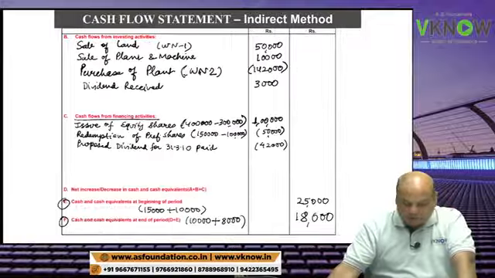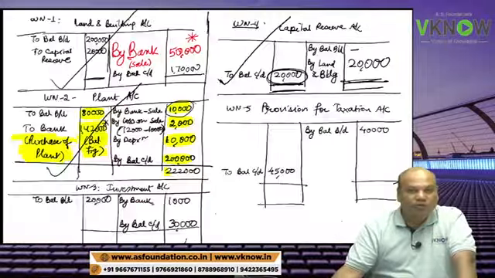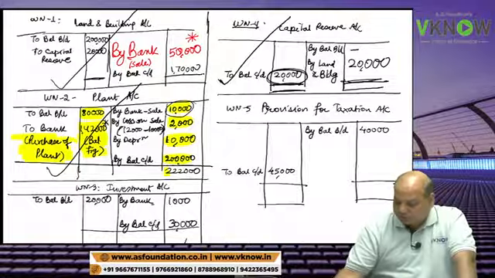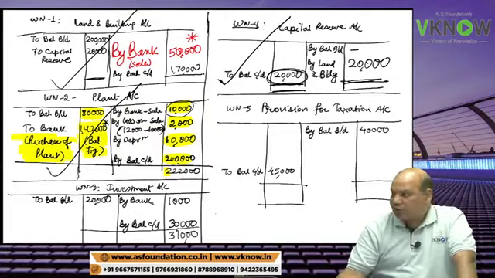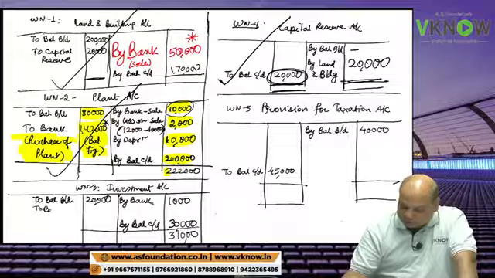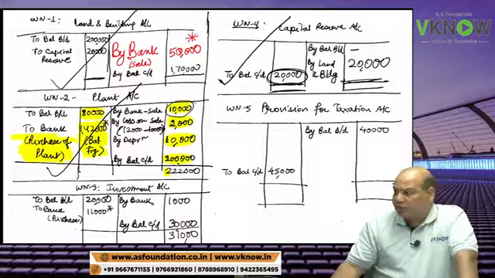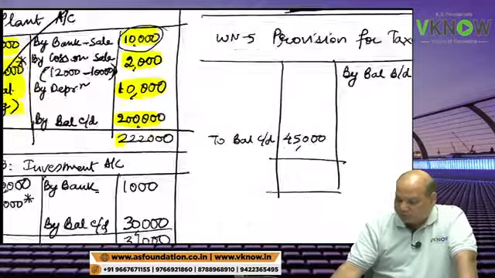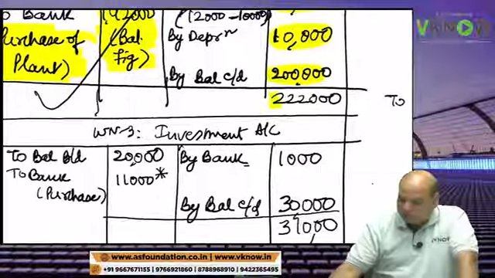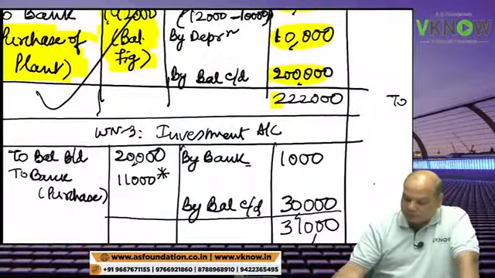Come to the investment account, working note 3, and check if it is tallying or not. So credit side total is 31,000. Debit side total is 20,000. So write down to bank 11,000 balancing figure in bracket, purchase of investment. Purchase of investment 11,000 rupees. Write it down. Noted. Say yes.